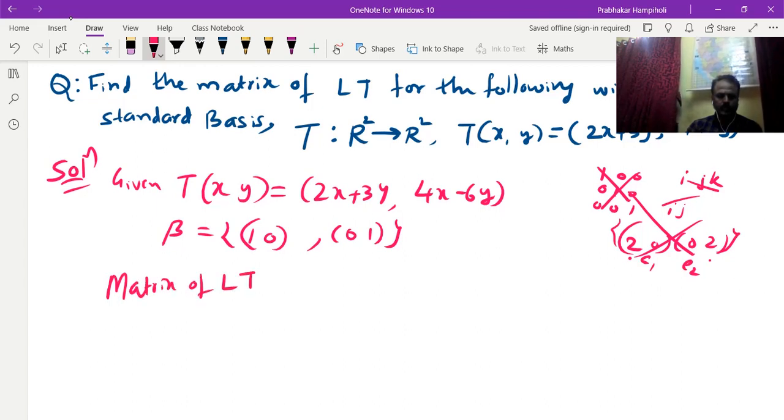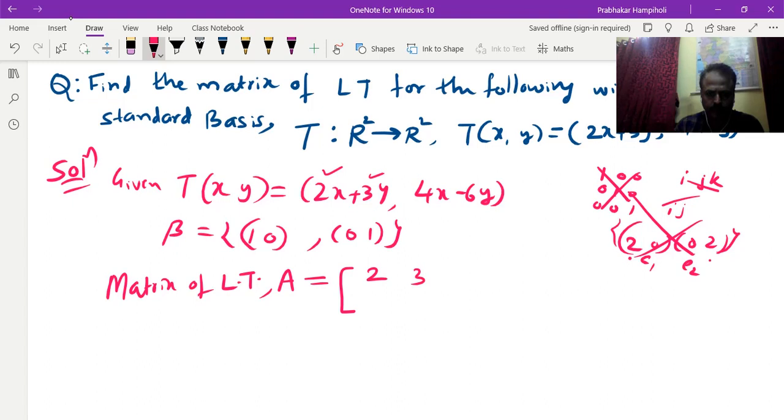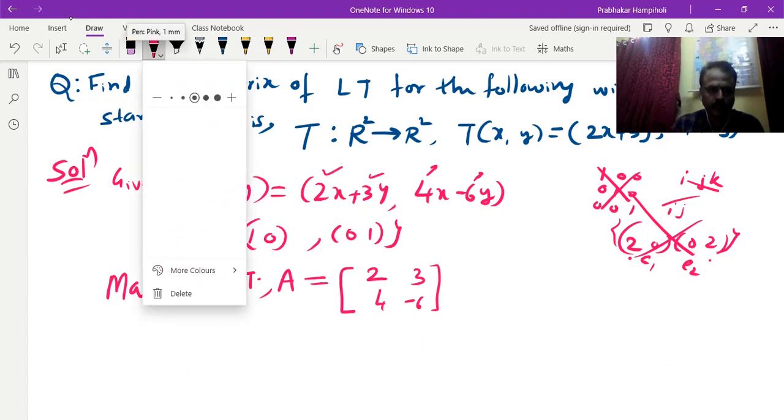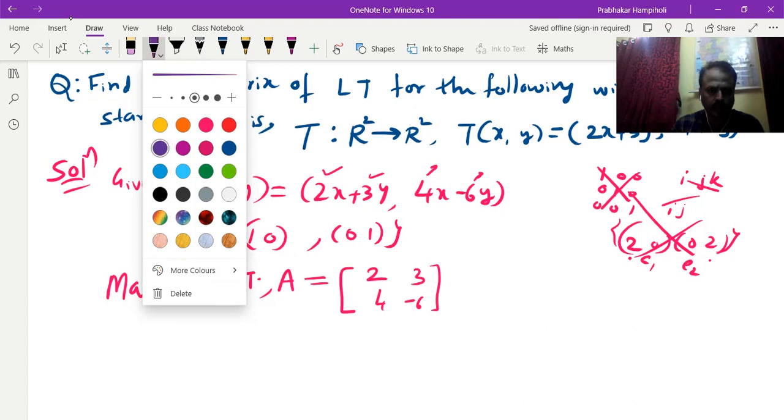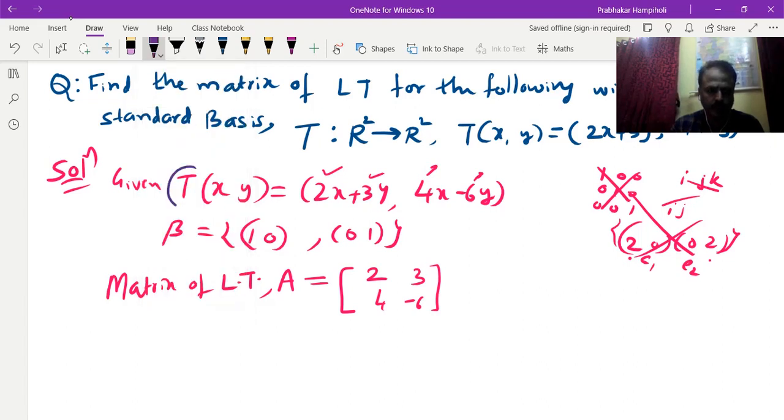Matrix of linear transformation. This is for those who missed the last part of the last lecture also. Suppose this matrix I call A equals, first row 2, 3, similarly second row 4, minus 6. Now again I claim that these two, T and A, are very much interchangeable.